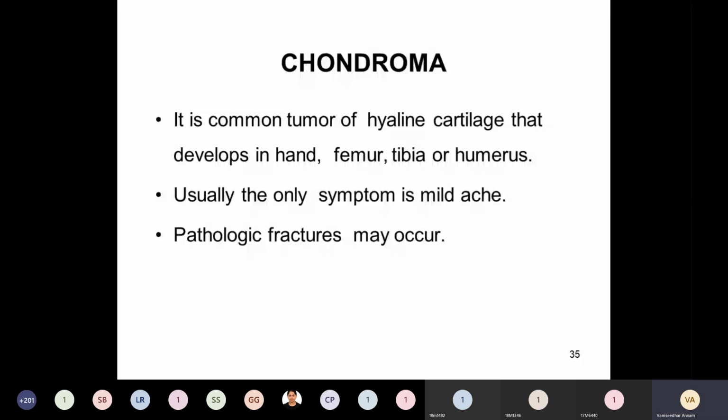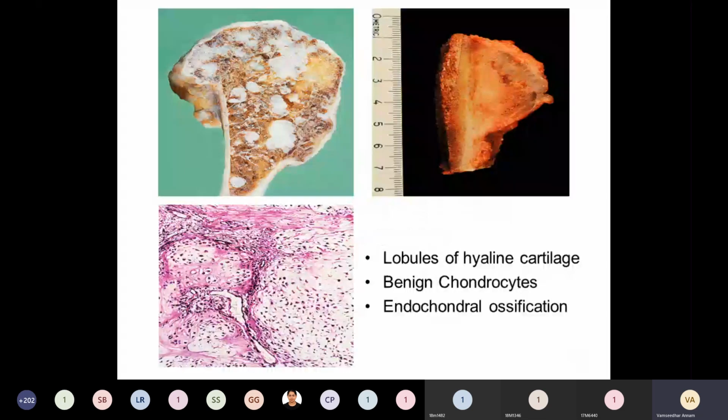The only symptom is mild ache. Pathological fractures may occur. So here you can see this is the tumor wherein plenty of cartilage areas are seen here. Here also you can see cartilage areas, and on microscopy that hyaline cartilage you can see here. So lobules of hyaline cartilage are seen which contain mainly benign chondrocytes, and endochondral ossification can be seen.